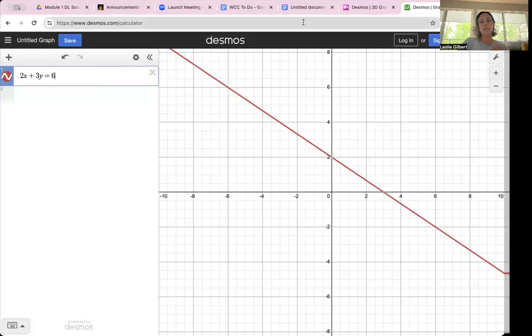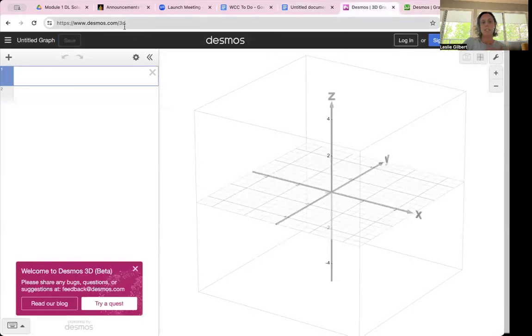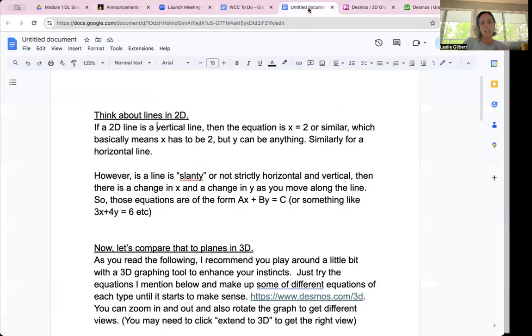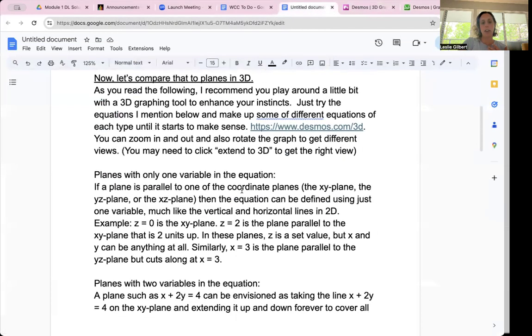So you can extend this information up to the 3D model, and you can even extend these exact equations up to 3D. A tool that I like is desmos.com/3D. Let's talk a little bit about how that compares. A couple of things to remember with this is that you can play around with it. You can zoom out, you can rotate. So I'll show you some of that.